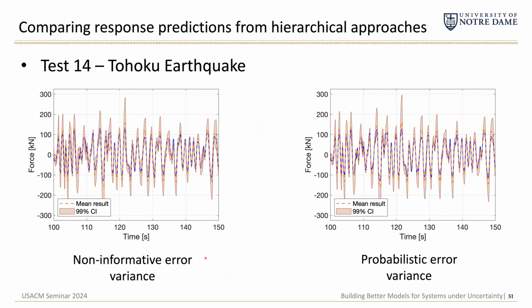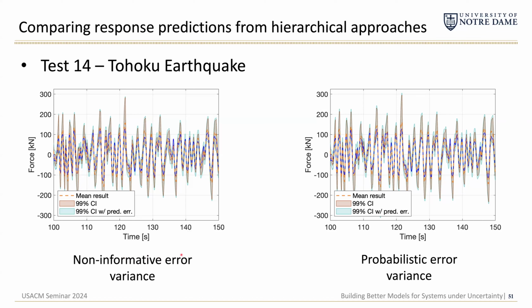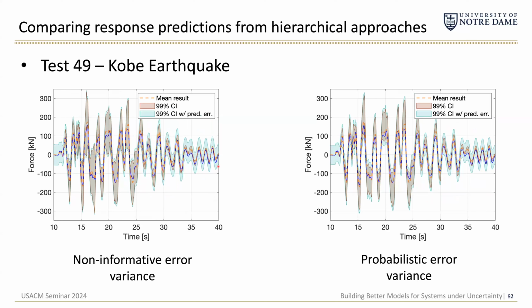So again, if we compare predictions from these different hierarchical approaches, we have our non-informative error variance versus our probabilistic error variance comparison here. And we can see that we don't see a large difference, as you would expect, considering the similarity in their parametric uncertainties. But if we add on the uncertainty when we add the prediction error variance, it is also still quite similar. And this is because we're using observed data, right? There's actually a way for us, even with a non-informative error variance, to evaluate our prediction error. And so we don't really see a huge difference here. We can do this for other tests that we observed and we see things are comparable.